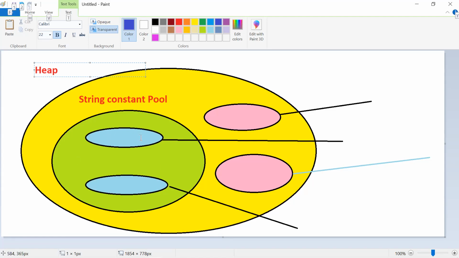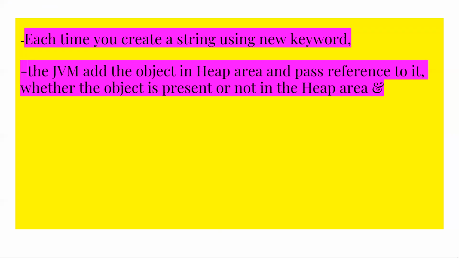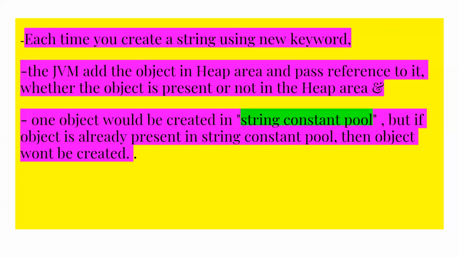Okay, let's see the definition first. The object is created in the heap area, and one object would be created in the string constant pool. But if the object is already present in the string constant pool, then the object won't be created. Let's see further, and I will explain it.